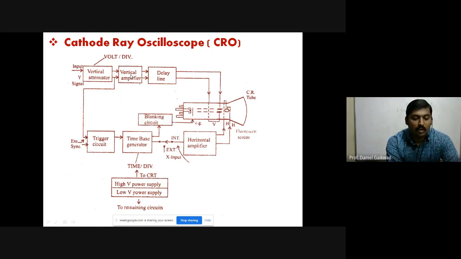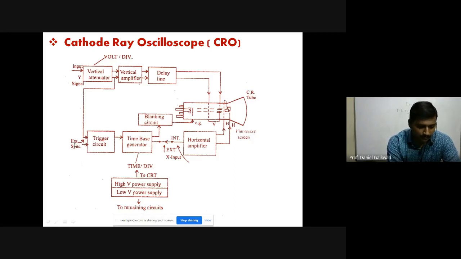Now we have the amplifier. First of all, we reduce the signal, then we have the vertical amplifier. That vertical amplifier output is given to the delay line. Now that delay line is given to the plates of the CRT, cathode ray tube. CR tube means cathode ray tube. That is given to the vertical deflection plates.